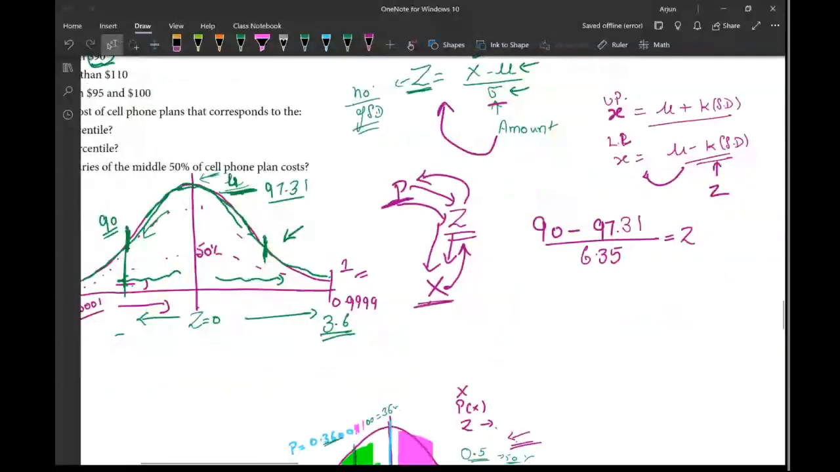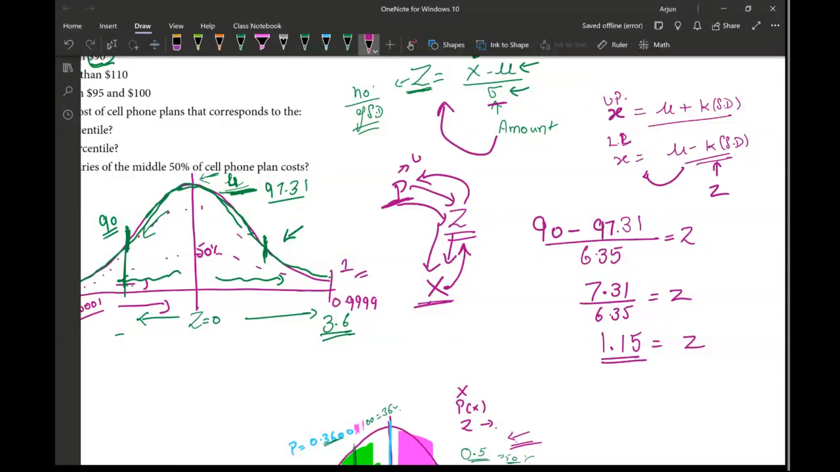So this is going to come across as 7.31 divided by 6.35 equal to z. So 7.31 divided by 6.35, which is 1.15. One more time, z value is only up to 2 decimal places.